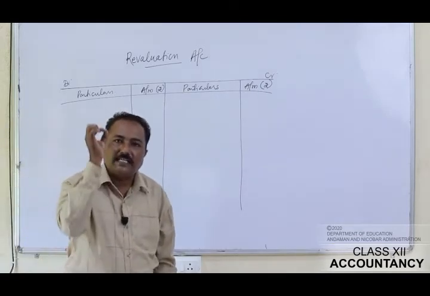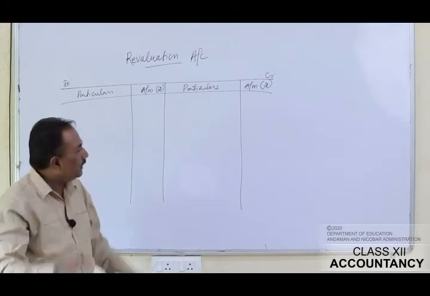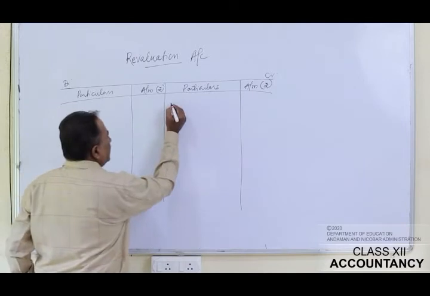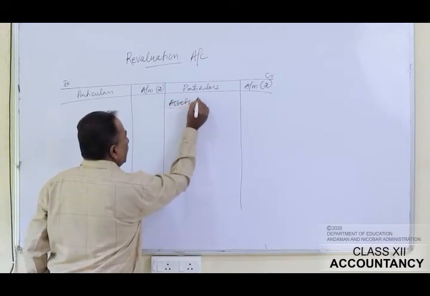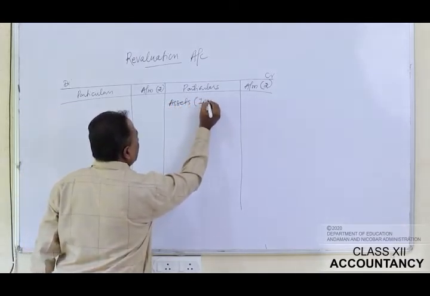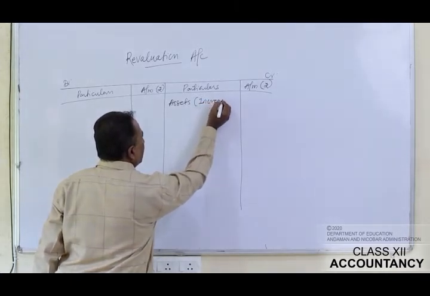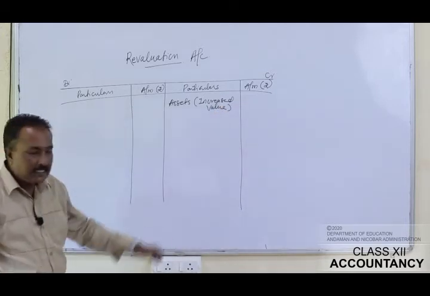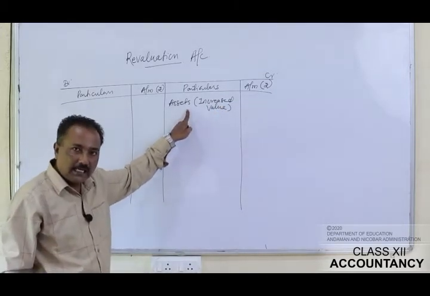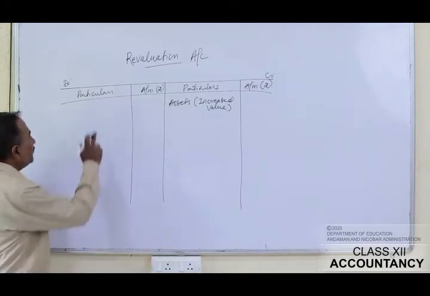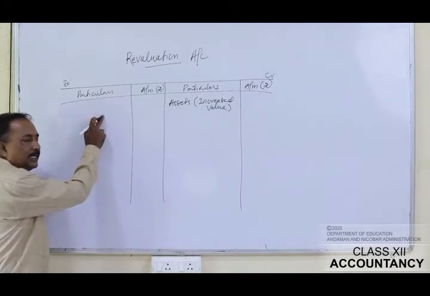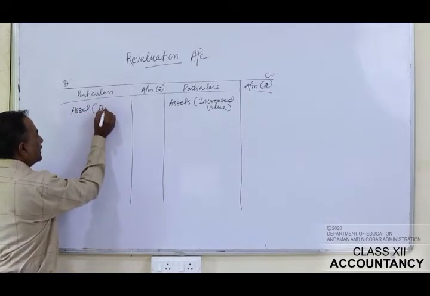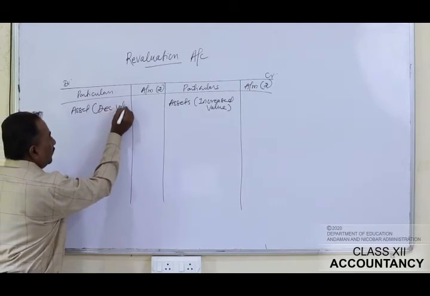Whenever the value of assets increases, that has to be recorded on the credit side. I will write down here assets, if the value of the assets increases. If the value of the assets increases, that has to be recorded on the credit side, and whenever the value of the assets decreases, that has to be recorded on the debit side. This is what I will write here, decreased value.